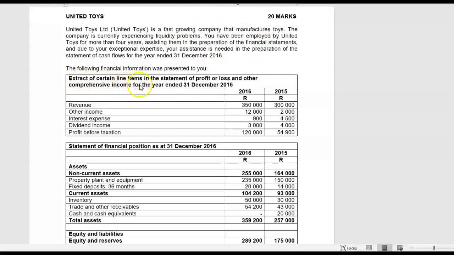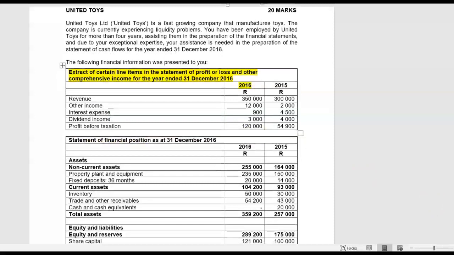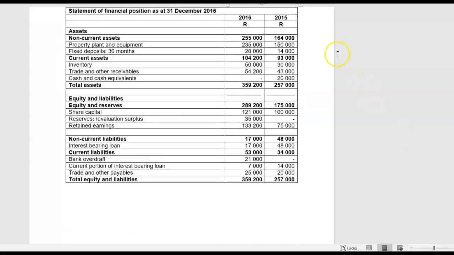They give you an extract of the line items in the statement of profit or loss for the year ended 31 December 2016. 2016-2015, revenue, other income, interest expense, dividend income, and then profit before tax. Then they give you a statement of financial position as of 31 December 2016. Non-current assets, PPE, fixed deposits.